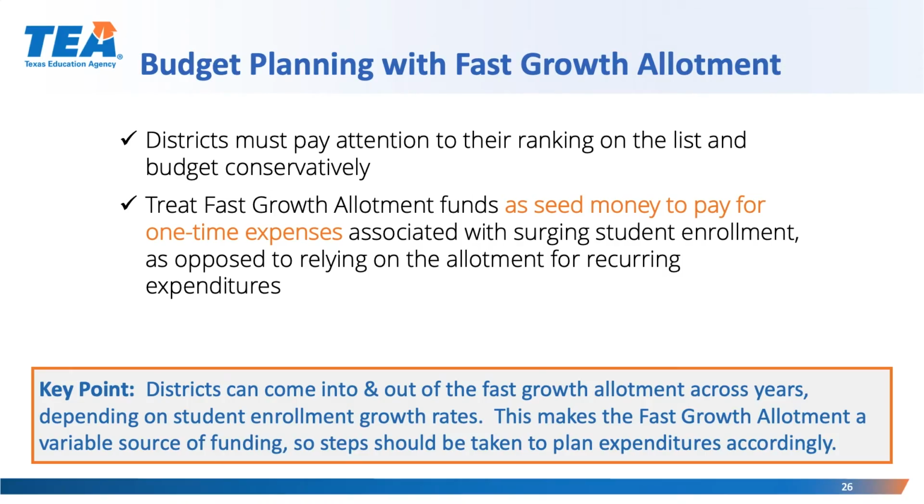So budget planning with the fast growth allotment. Make sure that you pay attention to your ranking on the list. You may not always be on the fast growth list, so we suggest that you budget conservatively. We suggest that you treat the fast growth allotment funds as seed money to pay for one-off items rather than relying on the allotment for recurring expenditures, as it may not always be available. So key point at the bottom, you can come in and out of the fast growth allotment depending on how your rate of growth changes, and so plan your expenditures accordingly.